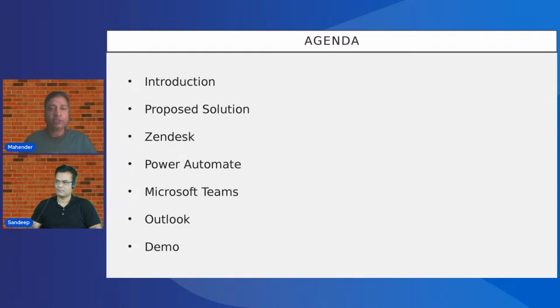So we'll talk about the tools that we are going to use in our automation. For example, today we are going to talk about Zendesk, and then we'll talk about our workflow tool that will help us to automate those activities, those tasks. And then we'll talk about the communication channels. For example, Microsoft Teams, which we'll be using for the notification, and Outlook, where we will be sending email. Okay, and then after this discussion, we will have a quick demo.